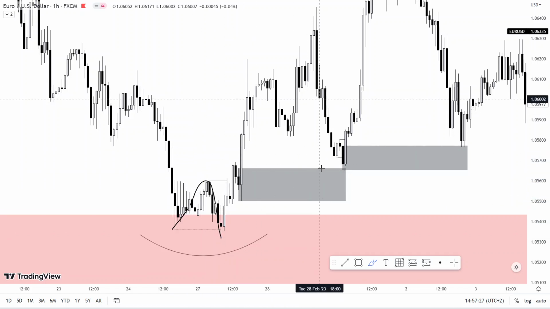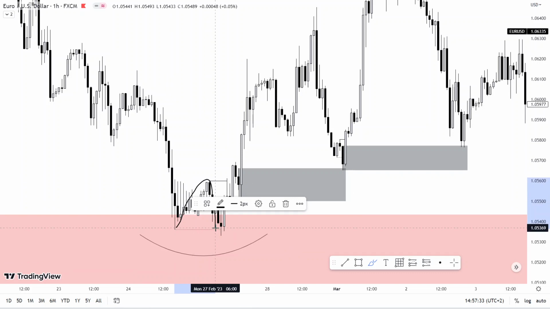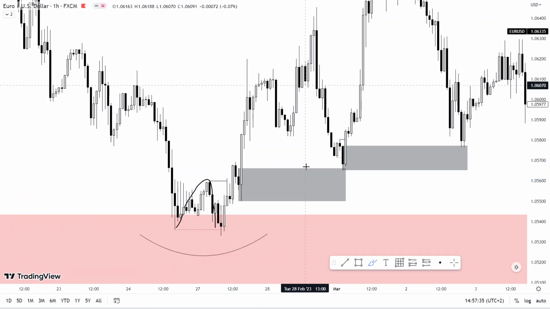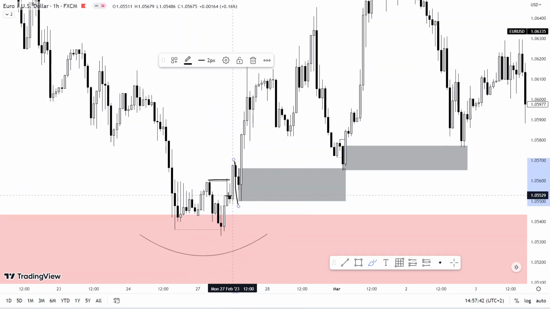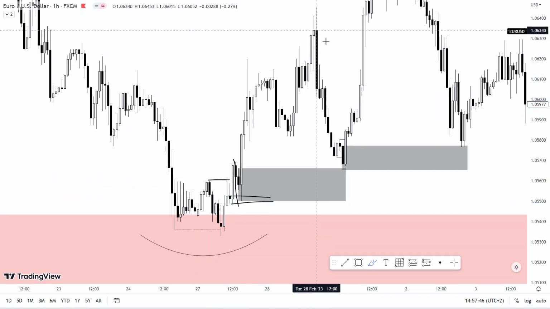Not really sure if that's a change of character. I'm not really big on change of characters, like I said on my previous video. So to me, this is just a normal break of structure, same thing. So it's a normal break of structure, and then a retracement into maybe a buy area somewhere in here, and then we shot higher, right?